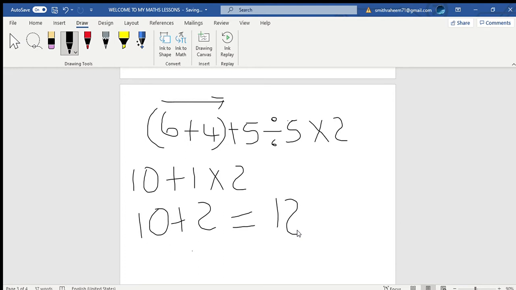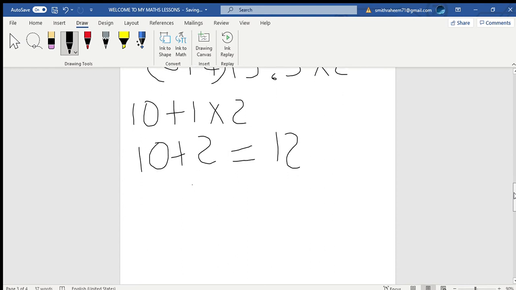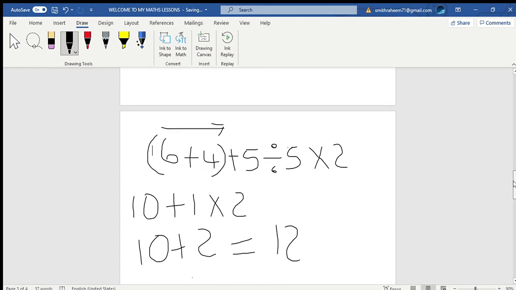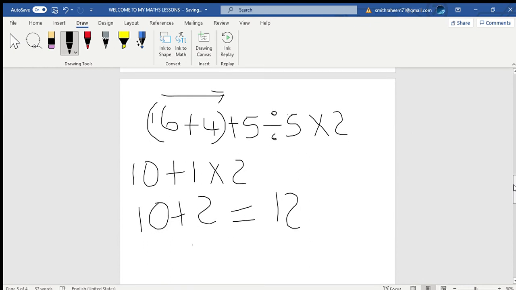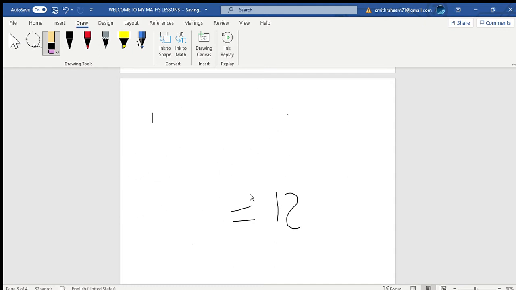Okay, so that was the first problem of order of operations. You can take this down in your notebook, and if you're not sure how I got my answer 12, you could leave it in the comment section and I will go over it with you. Alright, so I want to do the next problem.